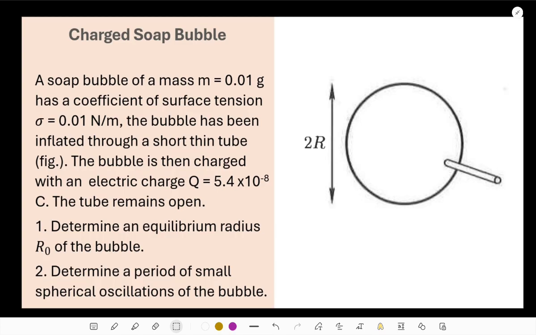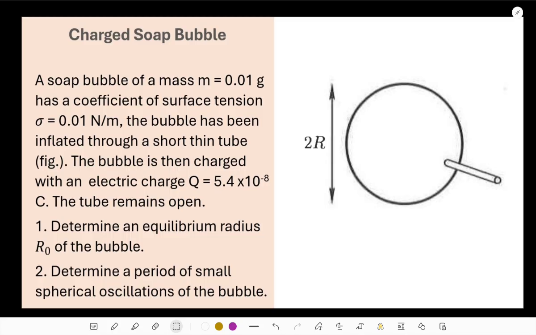You can see a problem on your screen that is about a charged soap bubble, and the statement of the problem is simply: a soap bubble of mass m equals 0.01 gram has a coefficient of surface tension sigma that is also 0.01 Newton per meter. The mass and coefficient of surface tension are given.